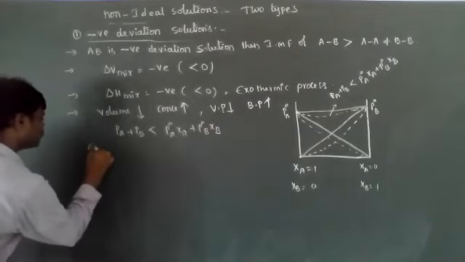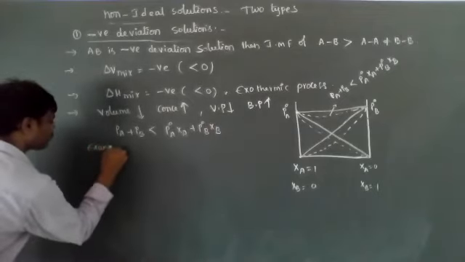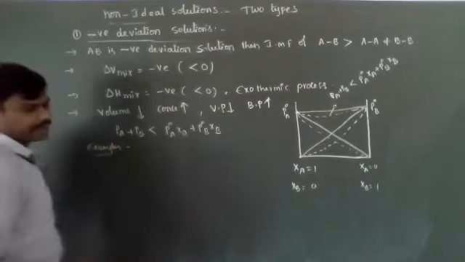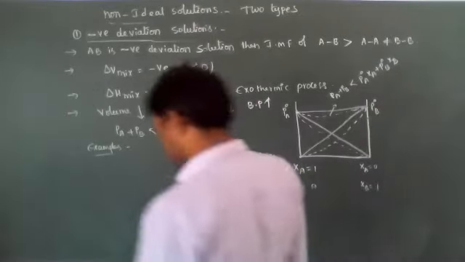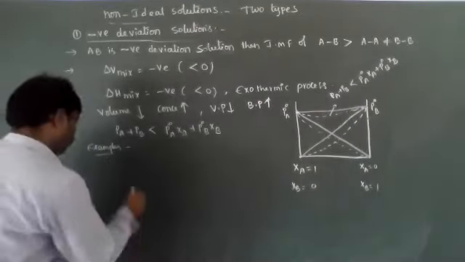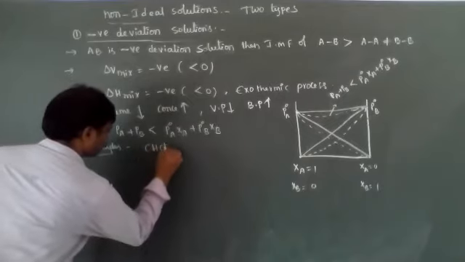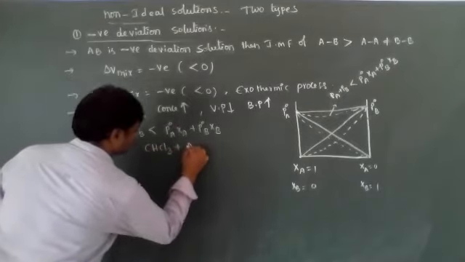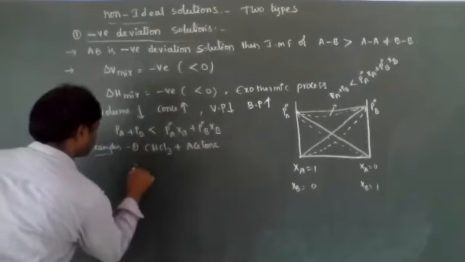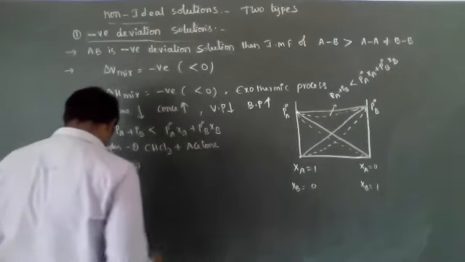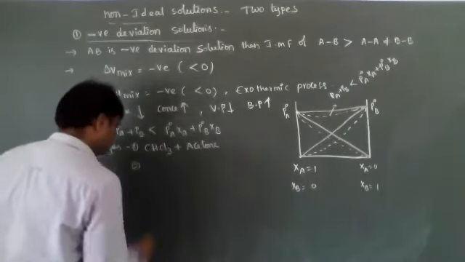Let's see the examples, dear students. Examples for negative deviation solutions: chloroform plus acetone. The second one is chloroform plus benzene.